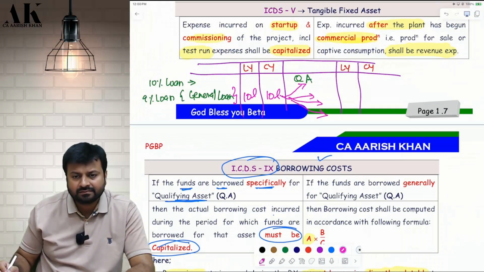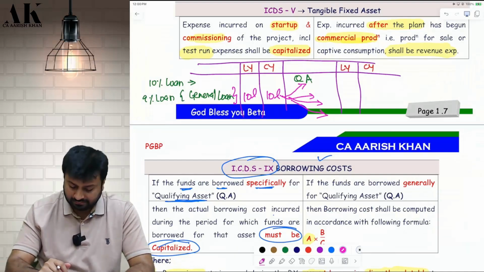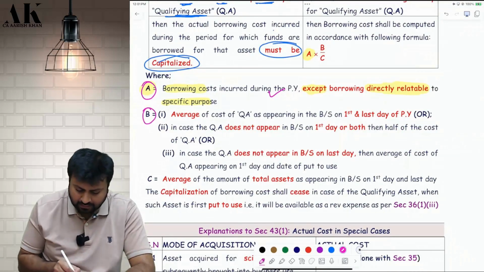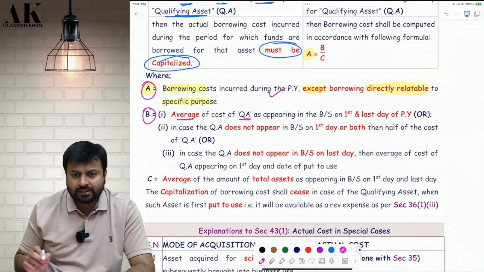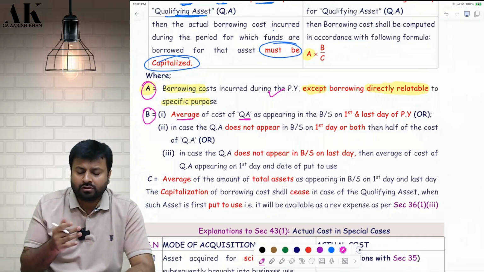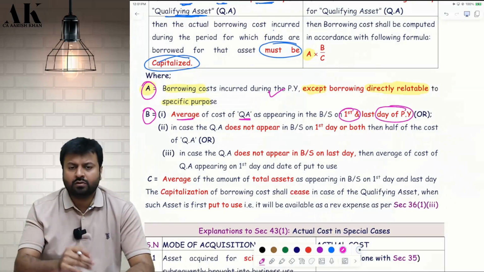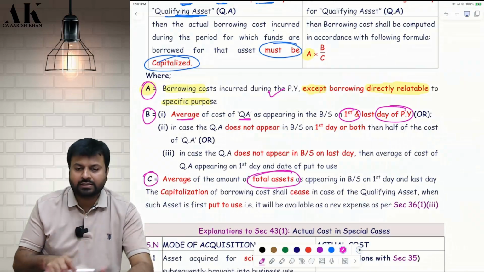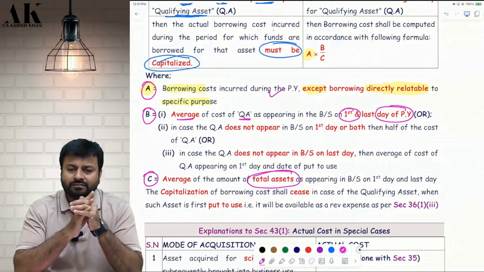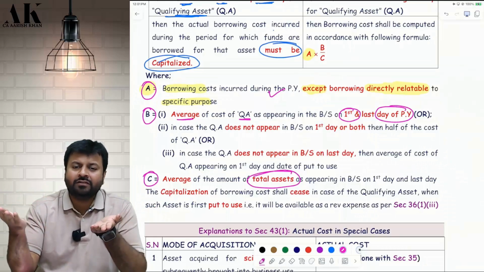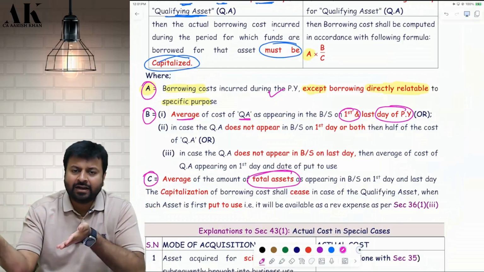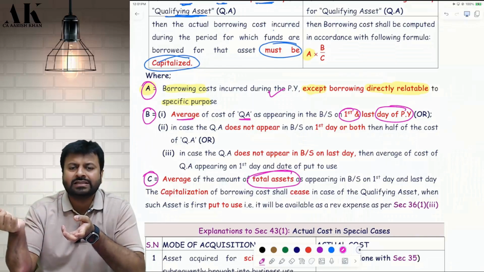So, how will I segregate that interest? The government says that take A as your interest and B, take the average cost of the qualifying asset, whatever is the average cost on the first and the last day of the previous year. And then divide that by C, that is nothing but the average of the total assets. On the asset side, there are two types of assets: one is the qualifying asset, one is other assets. Take the average of the qualifying asset divided by the average of the total assets. You will get how much proportion can go to the qualifying asset.